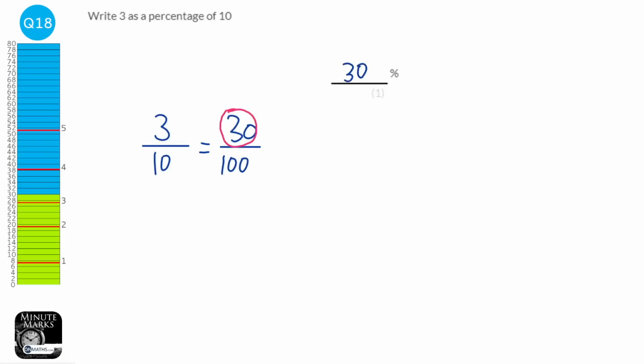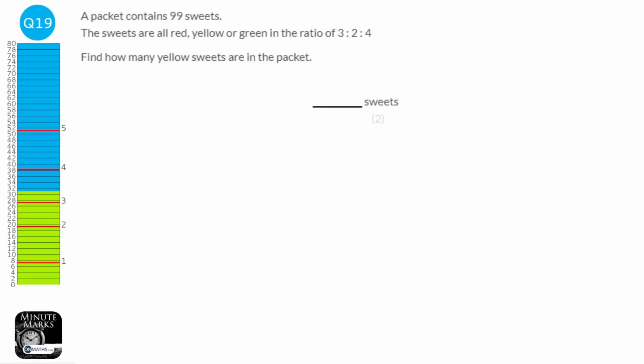So the answer is 30%. So we've got to first of all work out how many parts there are altogether. We're told that the ratio of red, yellow and green is 3 to 2 to 4. So to work out how many parts there are altogether, we do 3 plus 2 plus 4, which is 9 parts. So there's 9 equal piles of sweets.